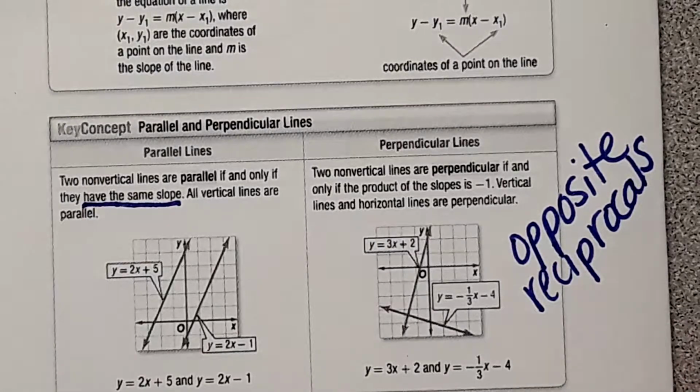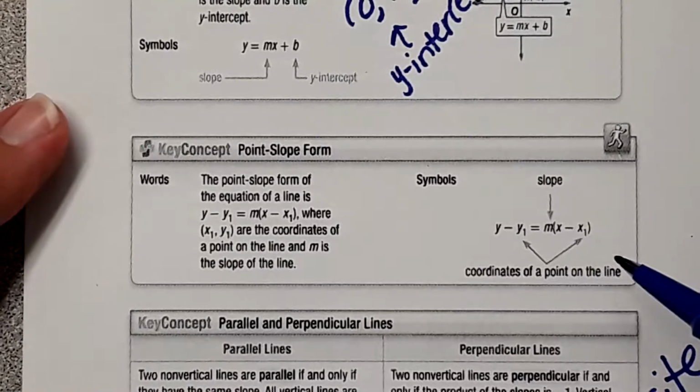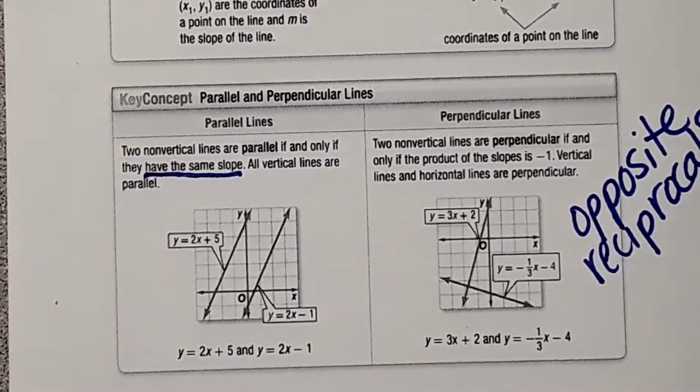So again, slope-intercept form, point-slope form where you have a point and a slope, and then parallel and perpendicular lines. Those are our three big lessons that we're going to learn today, or topics.